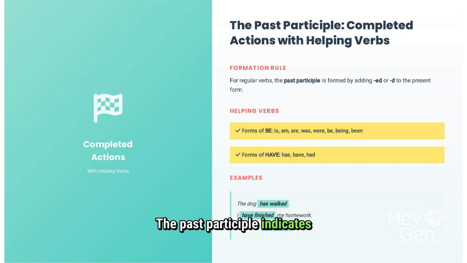The past participle indicates completed actions, often used with helping verbs. For regular verbs, add -ed or -d. Helping verbs include forms of be and have. Examples: the dog has walked, I have finished my homework, and the letter was written by him.